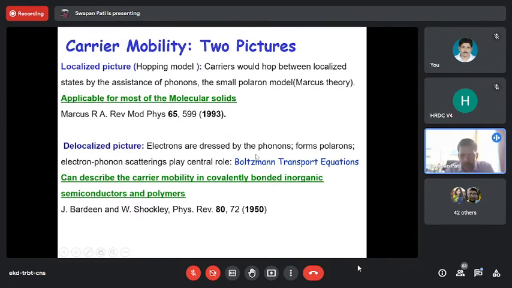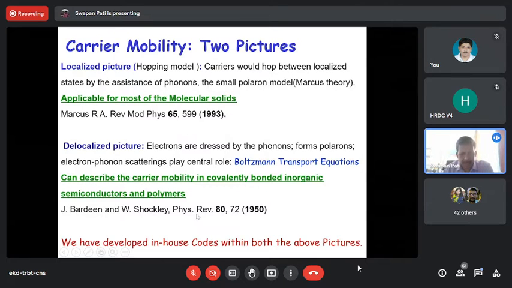Electrons are dressed by the phonons and form polarons. Electron-phonon scattering plays a crucial, central role. This is given by the Boltzmann transport equations. It can describe the carrier mobility in covalently bonded inorganic semiconductors and polymers. This was given, again, by two Nobel laureates, John Bardeen and Shockley, in a Physical Review paper in 1950.